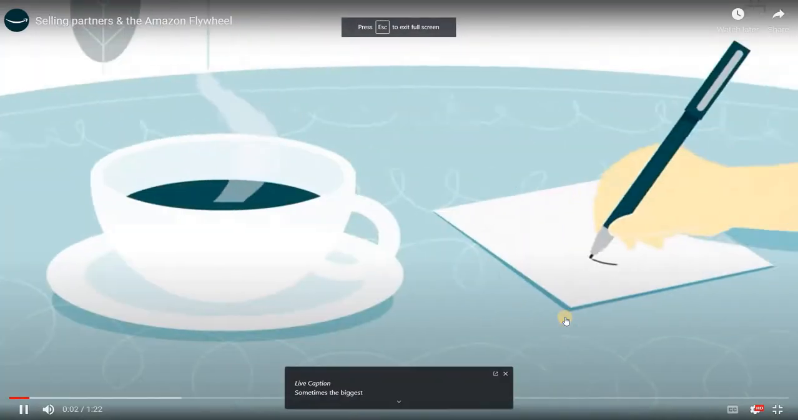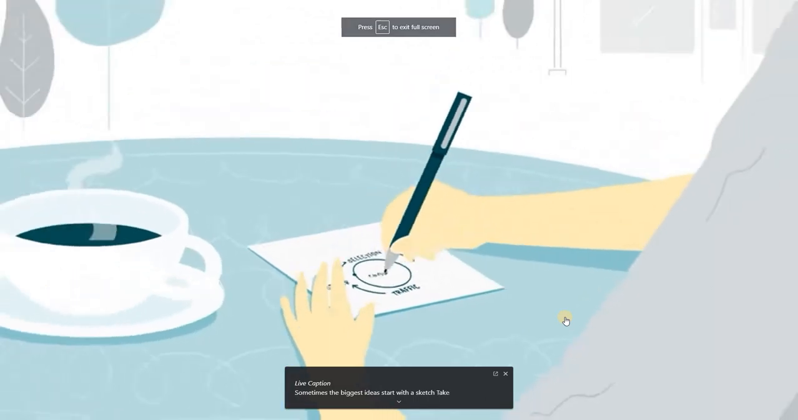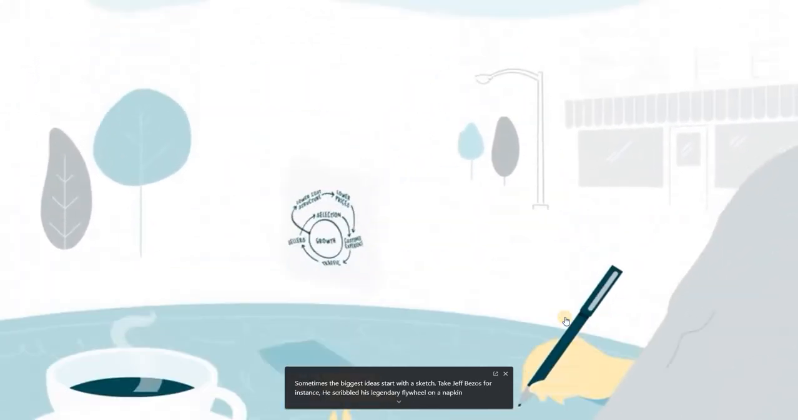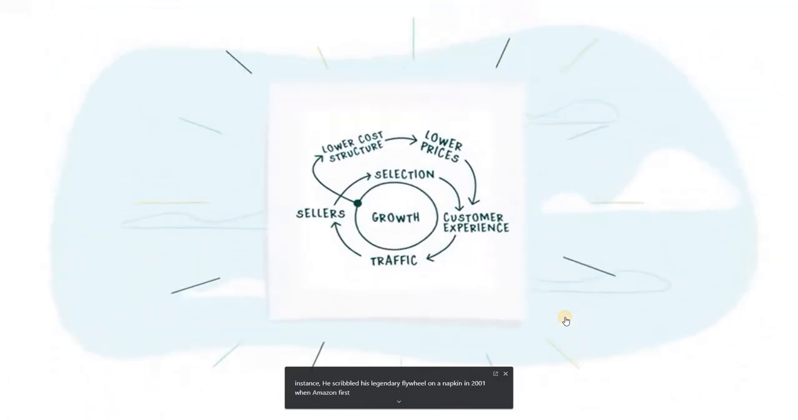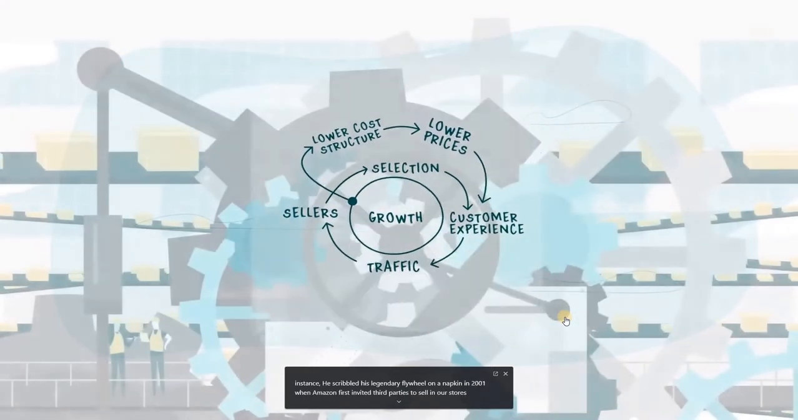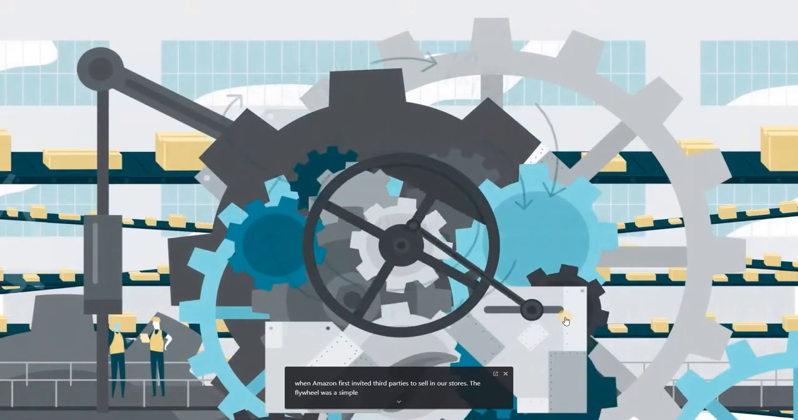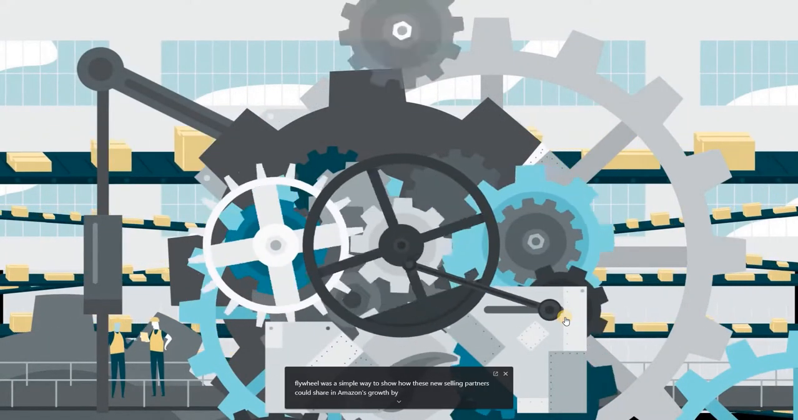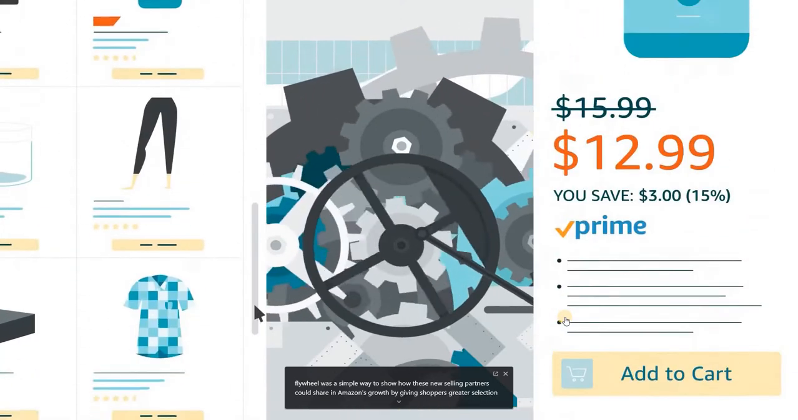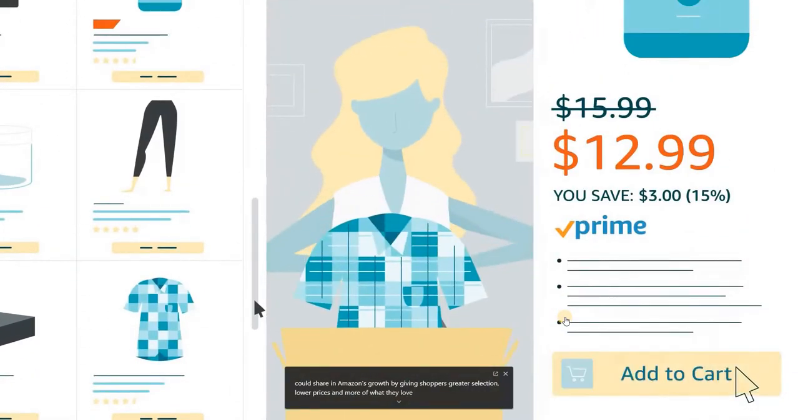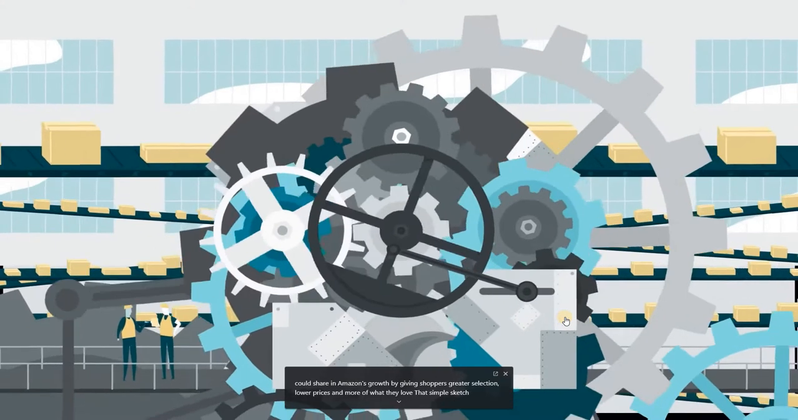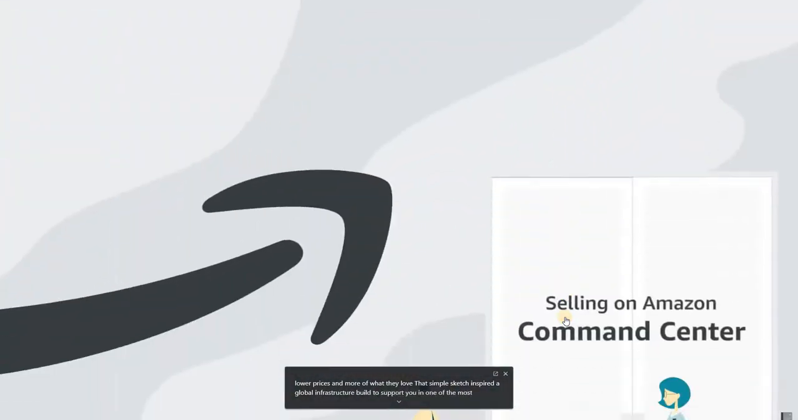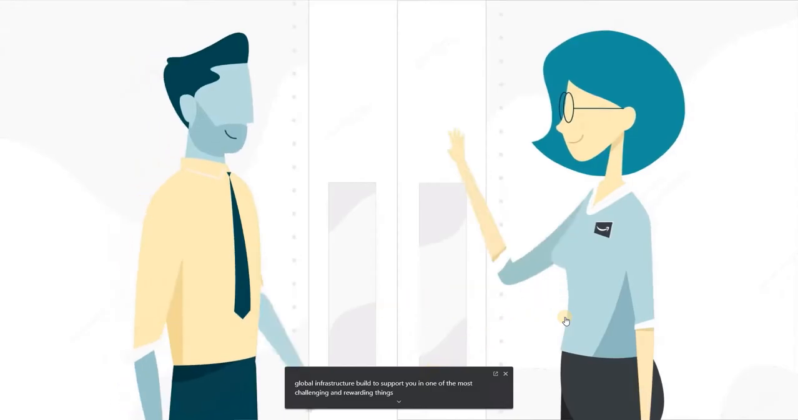Sometimes the biggest ideas start with a sketch. Take Jeff Bezos, for instance. He scribbled his legendary flywheel on a napkin in 2001, when Amazon first invited third parties to sell in our stores. The flywheel was a simple way to show how these new selling partners could share in Amazon's growth by giving shoppers greater selection, lower prices, and more of what they love. That simple sketch inspired a global infrastructure built to support you in one of the most challenging and rewarding things you'll ever do, build a business.